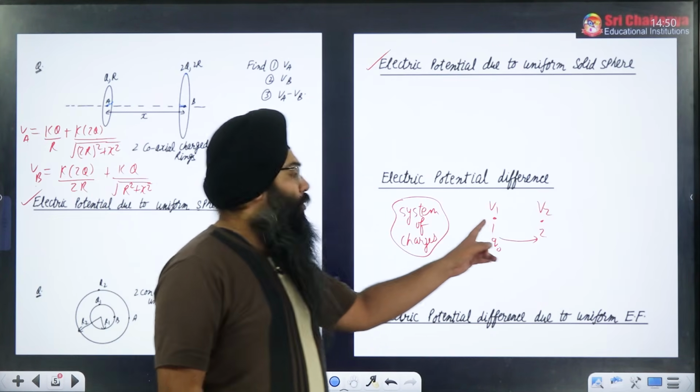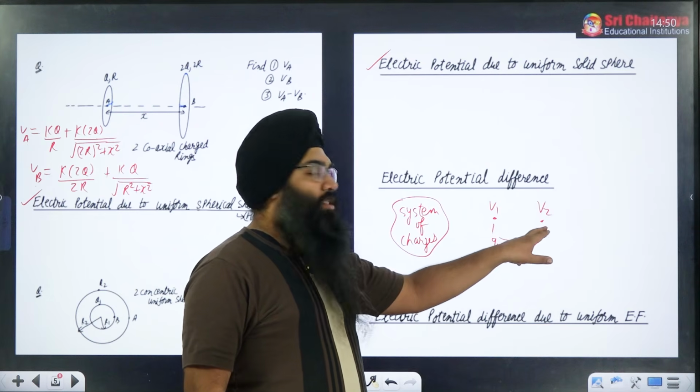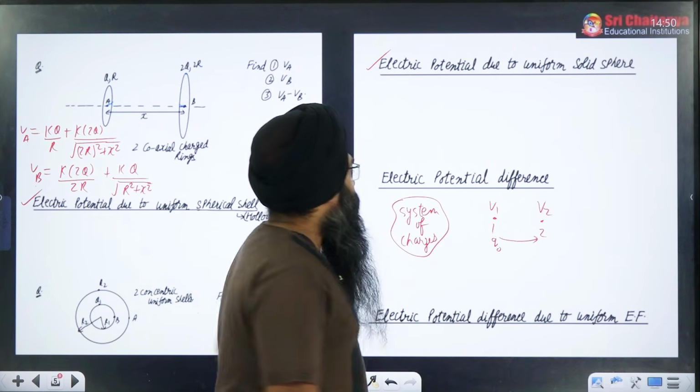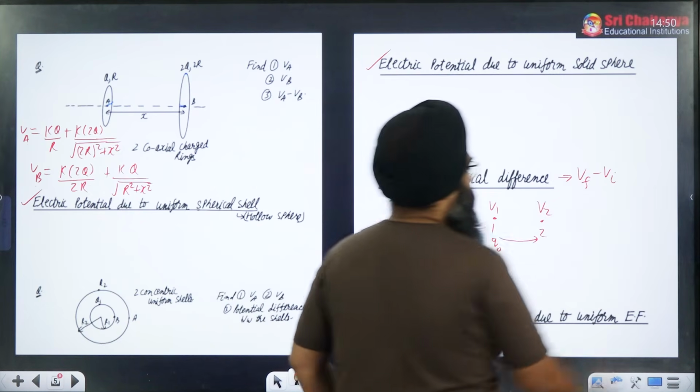So what is my initial point? Initial point is from where I am taking the charge. What is my final point? Final point is to where I am taking the charge. So if they ask you potential difference, potential difference is basically V final minus V initial.